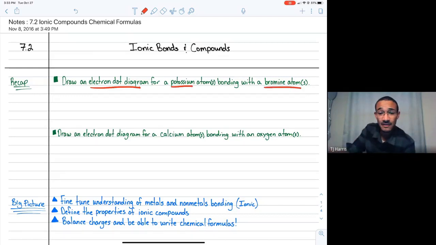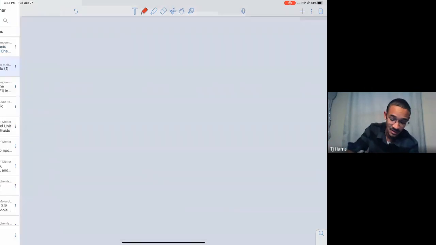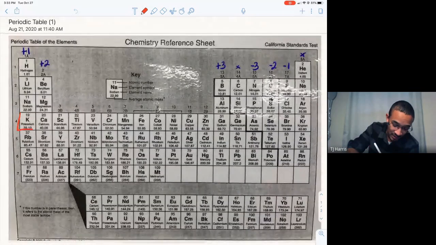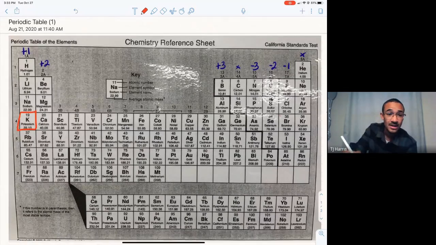So the first thing we have to know right off the top: potassium, where is it? On the periodic table, potassium is over here. That means it's in group 1A, so it's got a 1+ charge. Bromine, where is it? Over here in 7A. That means it's got a -1 charge. That tells you how many electrons they're going to give away or receive.